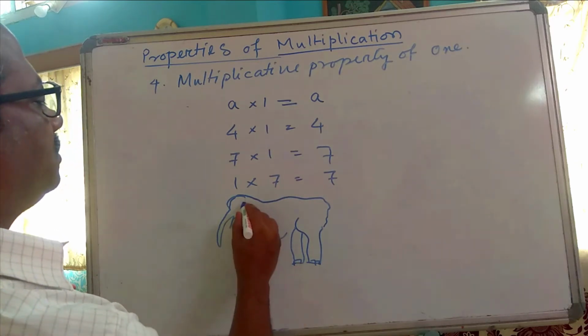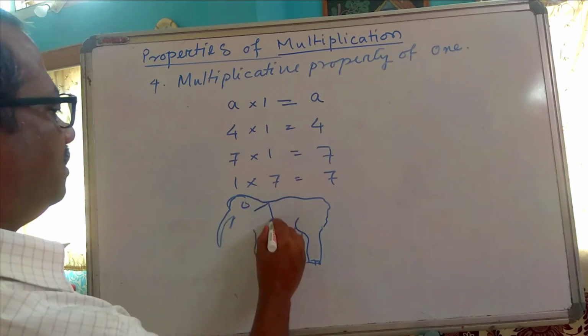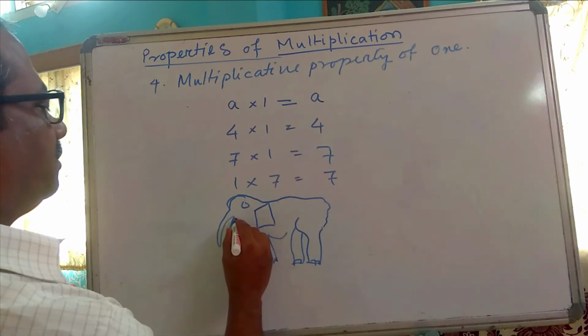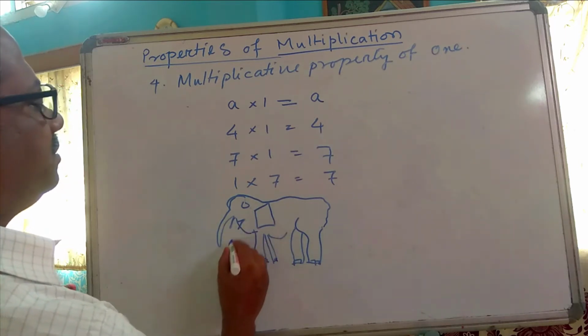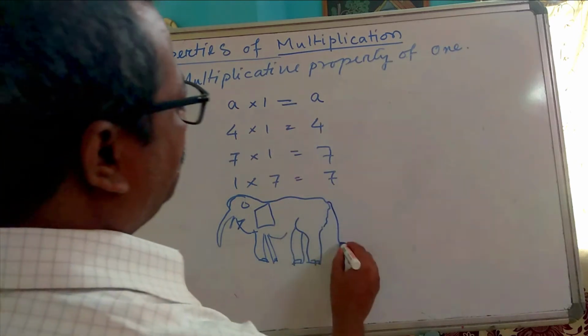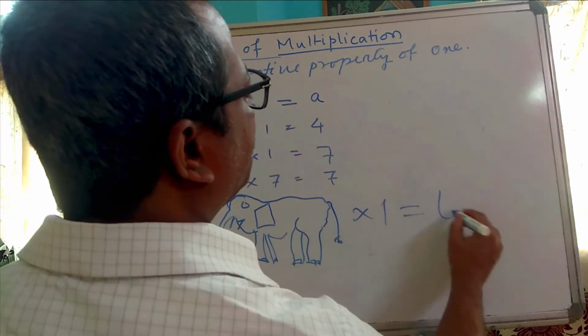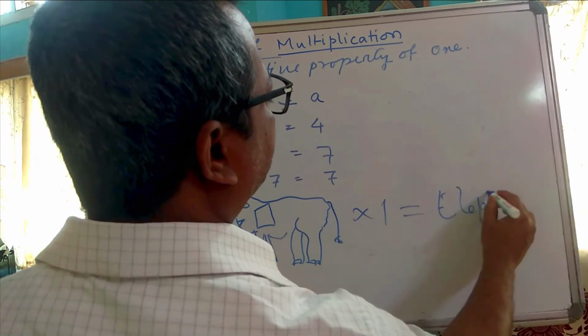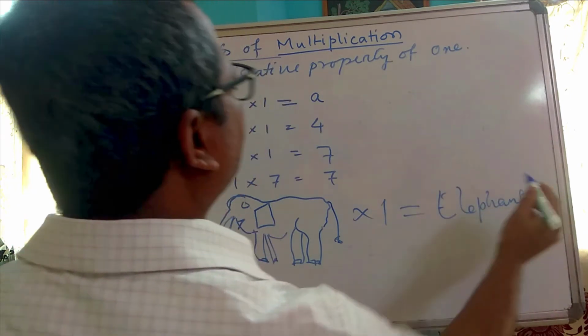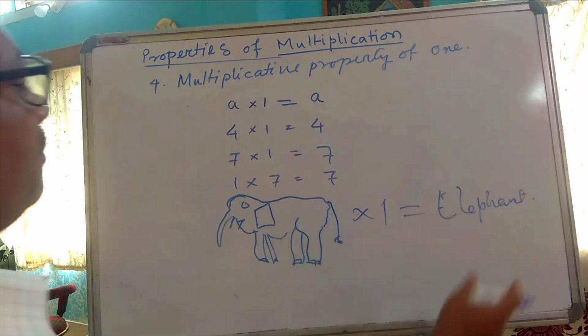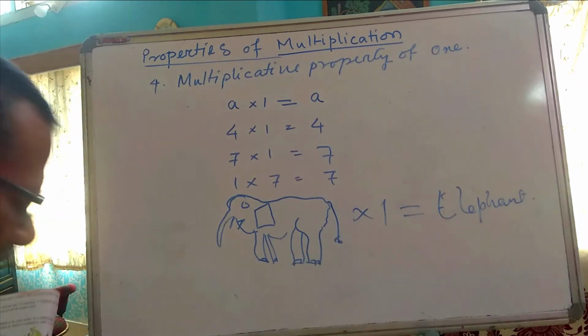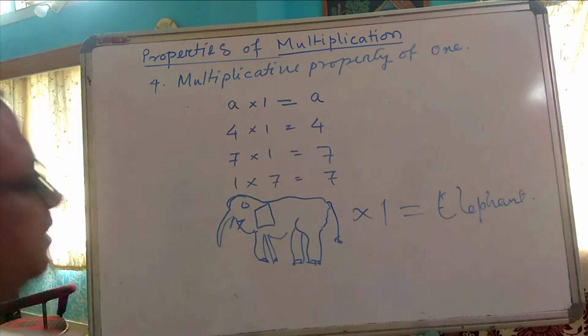What is this? This is an elephant. So, this elephant into 1 is equal to the elephant. Is it clear? Any number, if you multiply it with 1, you will get the number itself.